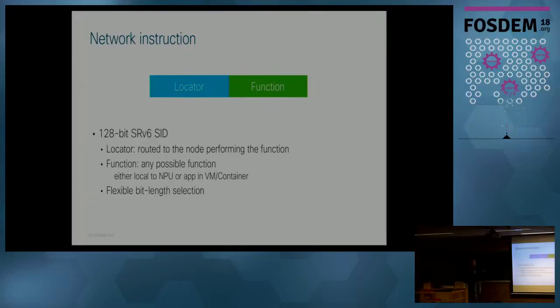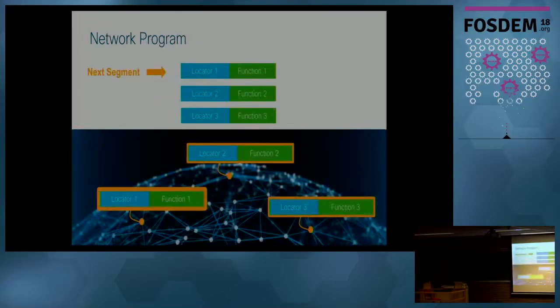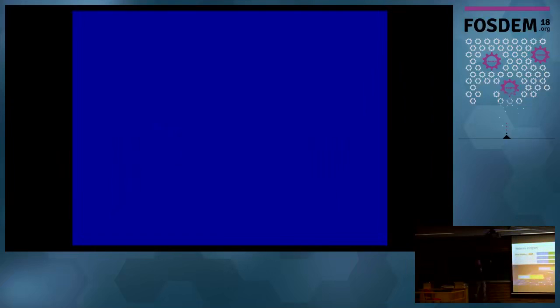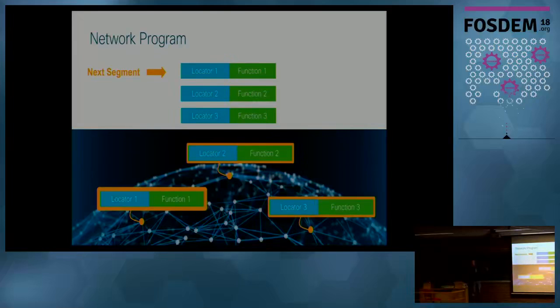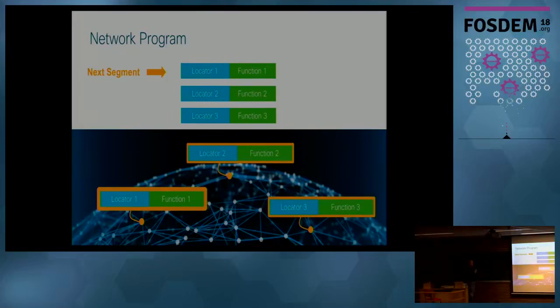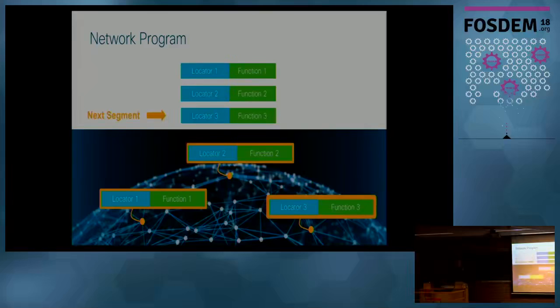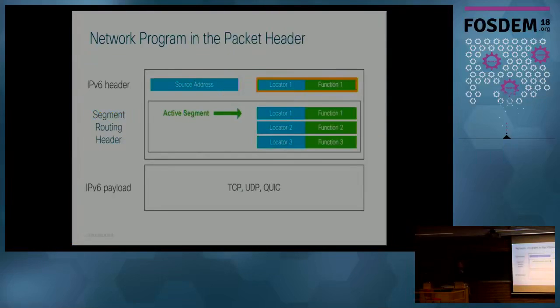And actually, if you look at any programming language, you have the functions, but then of course you also have arguments. So these segments can also have an argument part to them. And all these have a flexible bit selection that you can put here. So what we are doing is, a network program is just going to be a list of segments, and we are just going to go through the network, go first to locator 1, execute function 1. Then we are going to locator 2 and execute function 2, and then we are going to locator 3 and execute function 3. So it's kind of simple and straightforward.